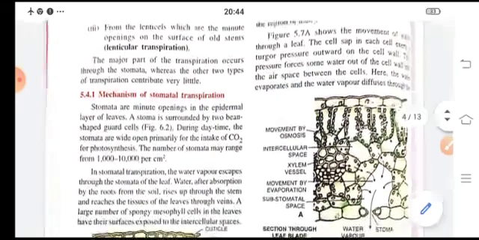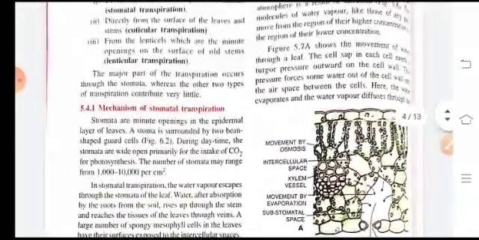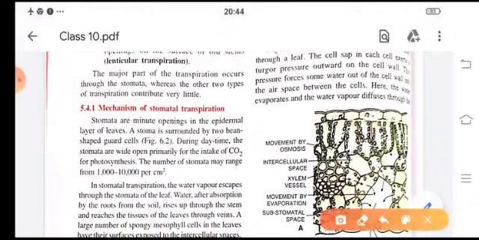Now Figure 5.7 also shows the movement of water through a leaf. Here, children, see the cell sap which exerts turgor pressure on the outward of the cell wall, and this pressure forces some water out of the cell wall into the air space between these cells. Here the water evaporates in the form of water vapor and diffuses out into the atmosphere. Here you see the movement by osmosis, that is, water which is entering inside the cell. This is through the osmosis process. Intercellular spaces are there, and these cells exert some pressure on the cell wall.